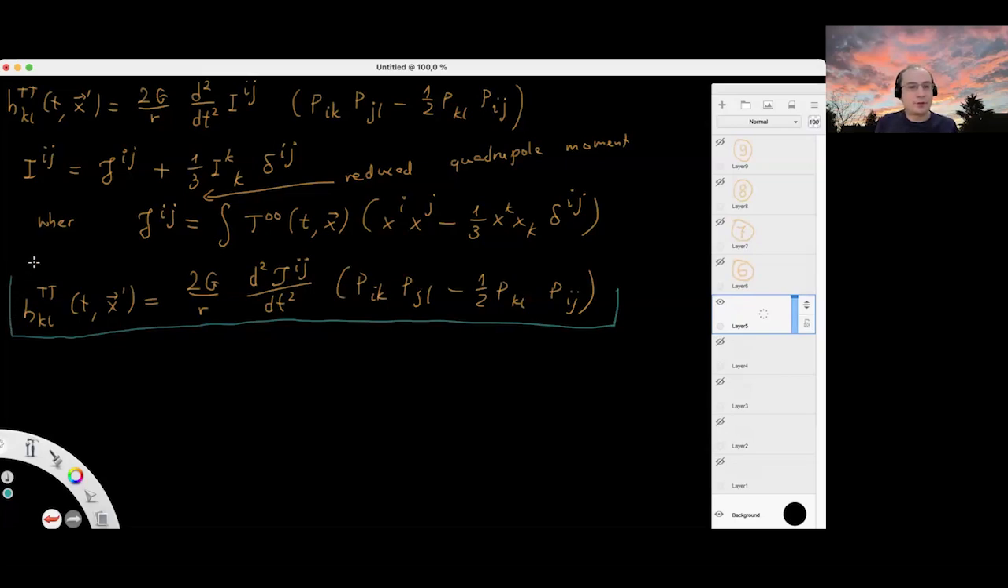Have you got questions about this derivation? It was fairly heavy, to be honest, probably the heaviest derivation we have done in this lecture. But the formula in the end isn't that difficult. It simply expresses the transverse traceless gauge perturbation in terms of the second derivatives of the reduced quadrupole moment, evaluated at t prime equals t minus r.